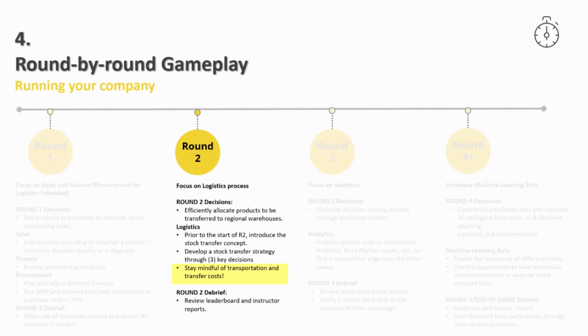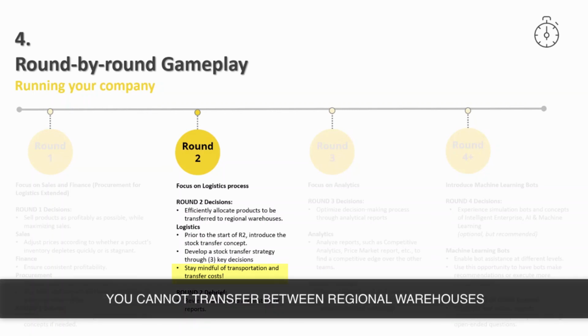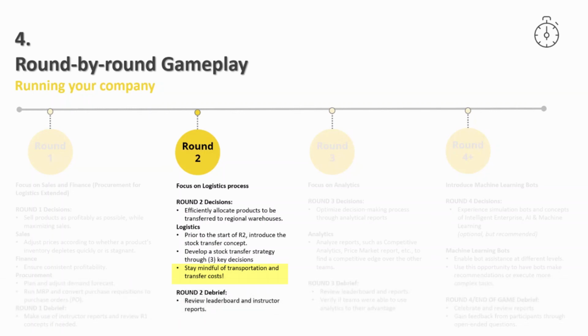It allows quick adjustments to market demand, but inevitably increases operating costs. 2. Once units are sent to a regional warehouse, it cannot be reallocated to another. It will remain in said regional warehouse until they are sold.